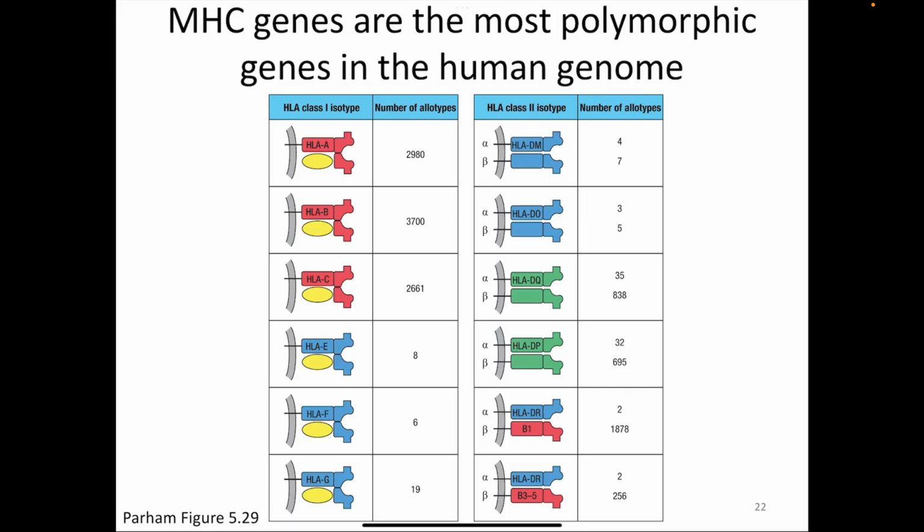There are 3,700 HLA-Bs, 2,661 HLA-Cs. DMs, you can see it's only like 11. DQ is 838 plus 35. DP is 695 plus 32.